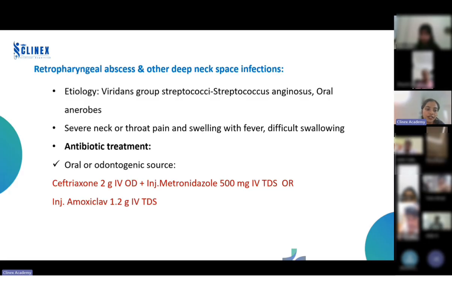If you are suspecting an oral or odontogenic source, odontogenic meaning a dental source or from the teeth, then you have to give ceftriaxone 2 gram IV OD, which will cover all your streptococci, with injection metronidazole, which is given for anaerobic coverage. Otherwise, you can give amoxicillin clavulanic acid, which has coverage against both. That is, it will cover anaerobes as well as streptococcus. Okay, so that is the treatment for this.